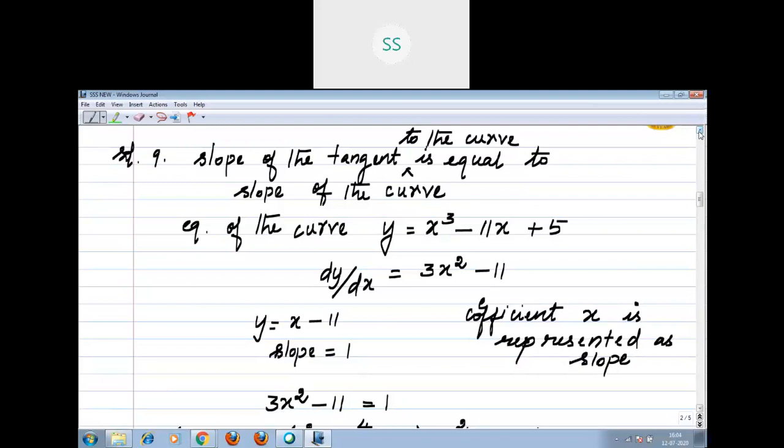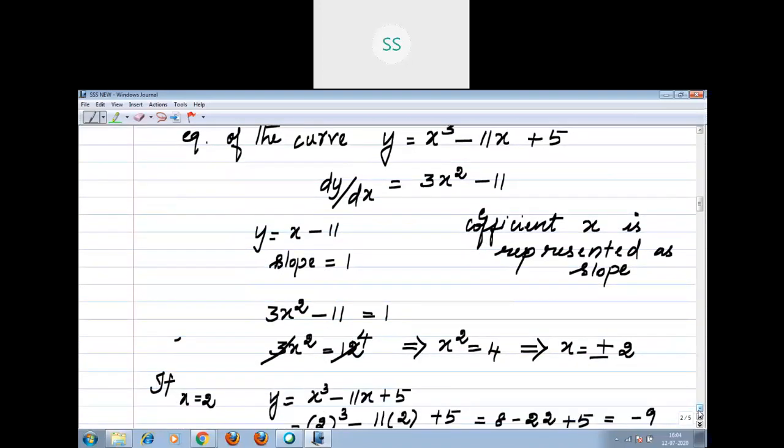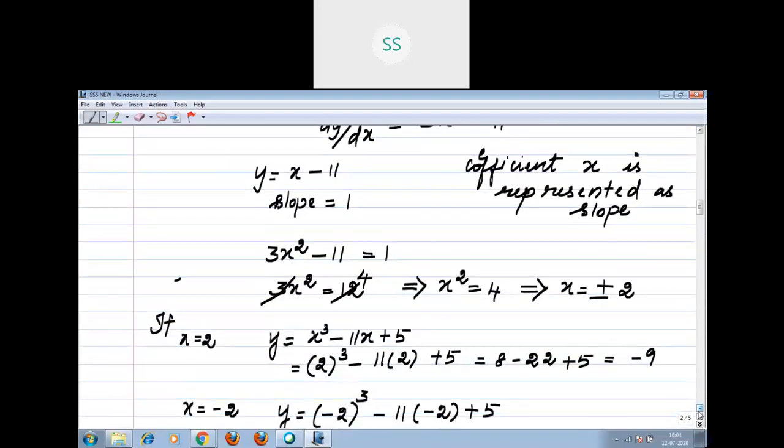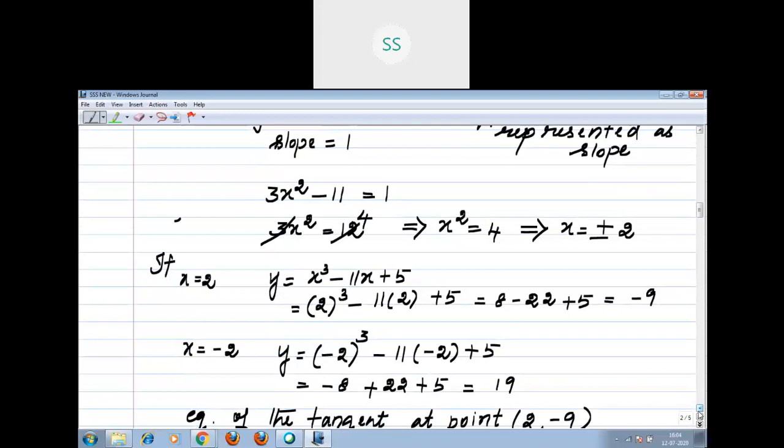Then you are equating both the slopes, right? Because it is equal, you said. So you are equating. You arrived at the result as x is equal to plus or minus 2. When you substitute x is equal to 2, y is equal to minus 9. x is equal to minus 2, y is equal to 19.